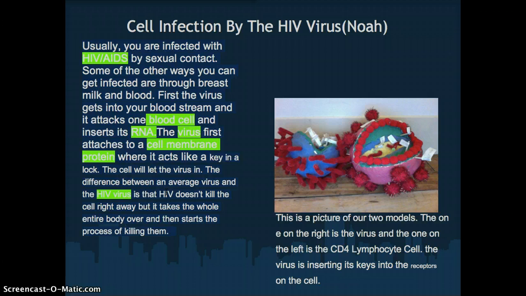The cell will let the virus in, but the difference between an average virus and the HIV virus is that HIV doesn't kill the cell right away, but it takes over the whole entire body and then starts killing them. This is a picture of the two models. On the right, we have the virus, and on the left, we have the cell.